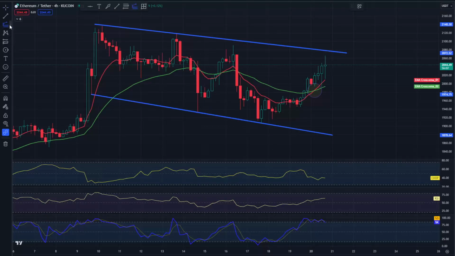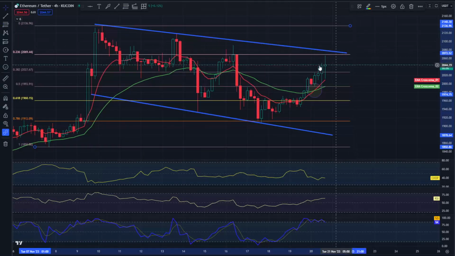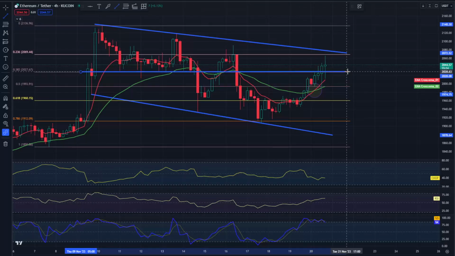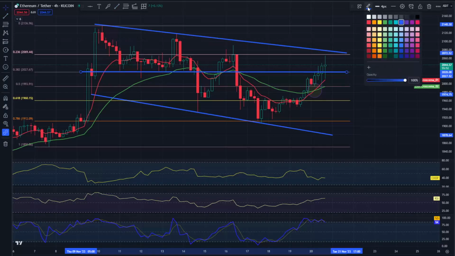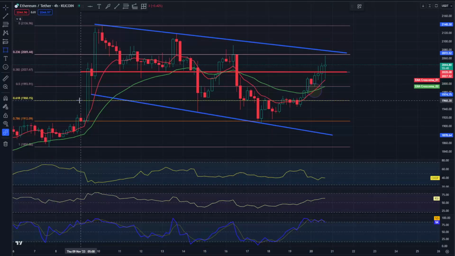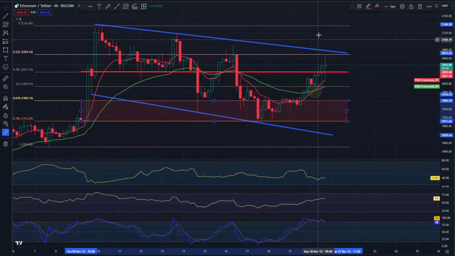Now let's move on to marking the support places. We will use the fib retracement tool to mark supports. And as you can see, the price has again broken out above the support at $2,028. If we fall lower again, we can see a return to the support zone from $1,960 to $1,911.